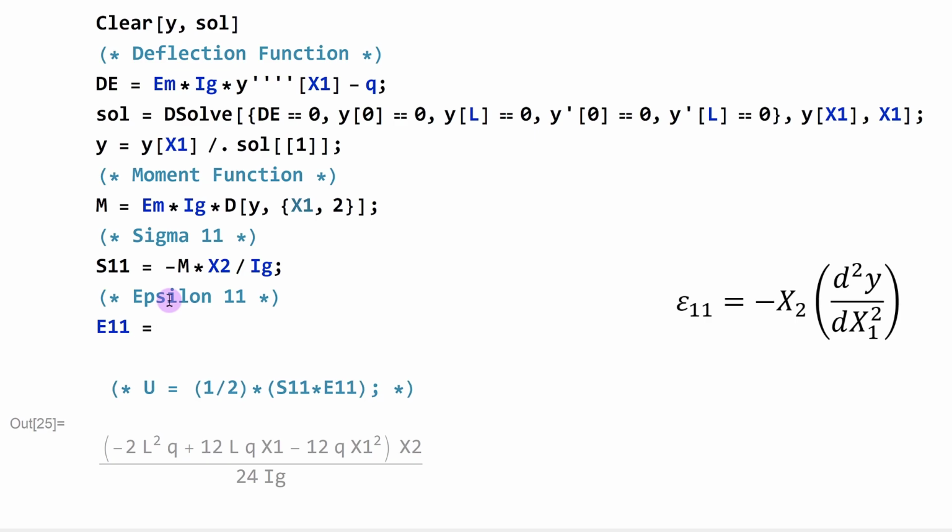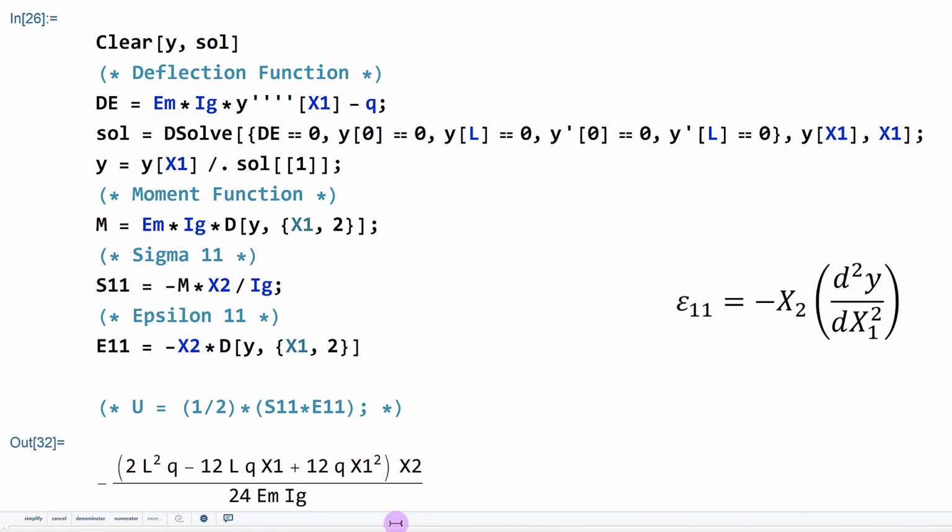Well, just like before, it's actually a very simple equation for Euler-Bernoulli beams, where it's equal to negative x2, and again, x2 is just x2, nothing we need to do, multiplied by the second derivative of the deflection function. So just like we did before in the moment equation, we know that the second derivative is going to be y with respect to x1, and we want to do this twice. So just like that, if I run that, I now have epsilon 1,1, which is great.